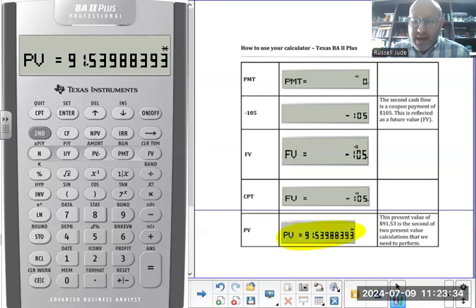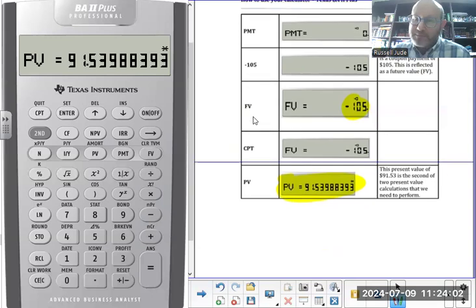Again, what does all of that mean? That means that if I've got a future value of 105, in other words, I'm going to receive $105 at the end of year number 2, and I've got an interest rate of 7.1% for year number 2, a spot rate related to year 2 of 7.1, what is its value at time period 0? That's worth $91.53. That is its present value.